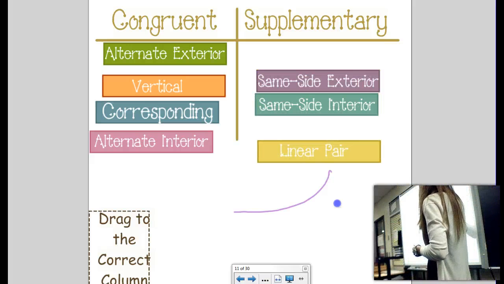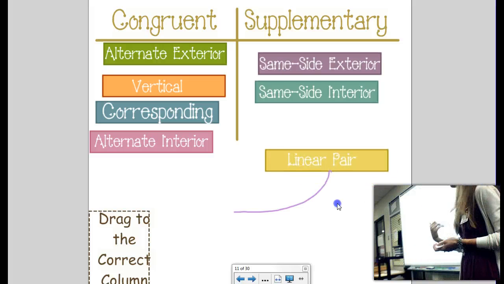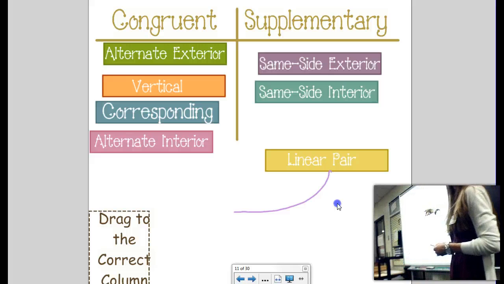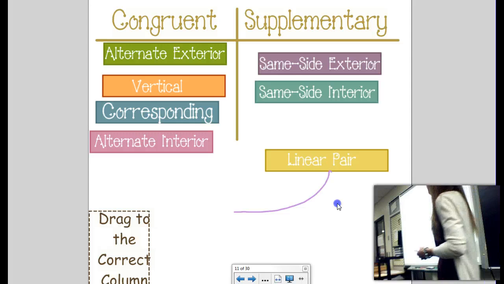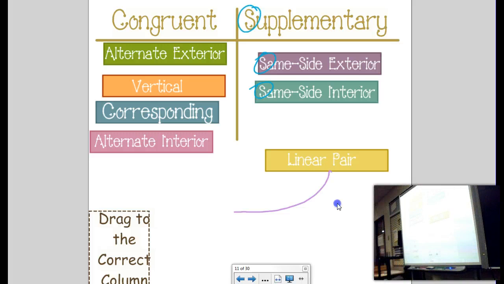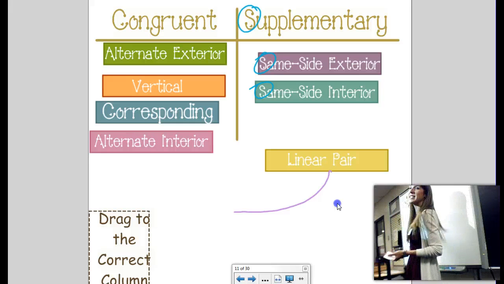Now, this guy's kind of the odd one out. If he wasn't there, he's from our old vocab sheet anyways, right? If he wasn't there, what would you say is true about everything in this column, including the title of the column? It starts with an S. Look. S, S, S. Well, that's pretty handy. So if it starts with an S, it's supplementary. And if it doesn't start with an S, it's congruent.